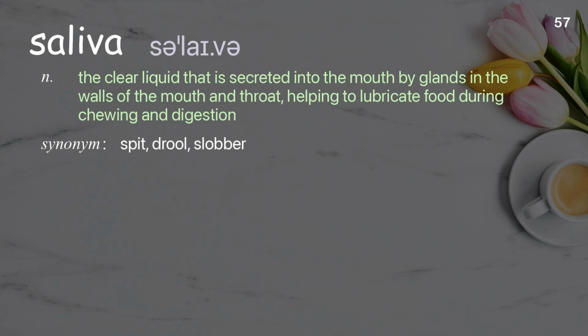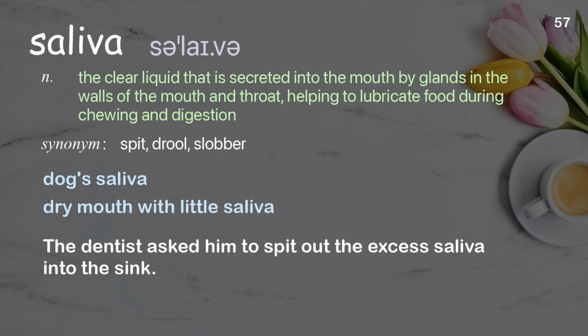Saliva. The clear liquid that is secreted into the mouth by glands in the walls of the mouth and throat, helping to lubricate food during chewing and digestion. Examples: Dog saliva. Dry mouth with little saliva. The dentist asked him to spit out the excess saliva into the sink.